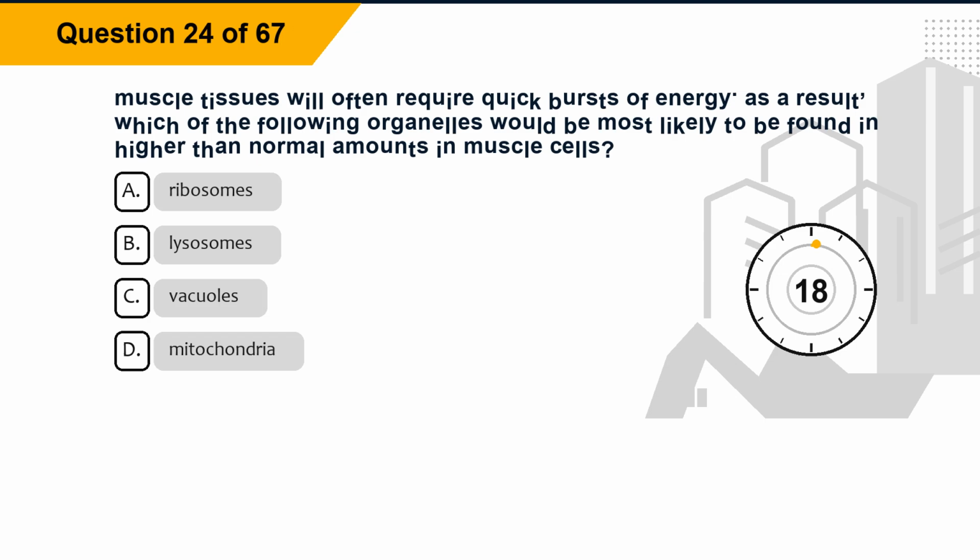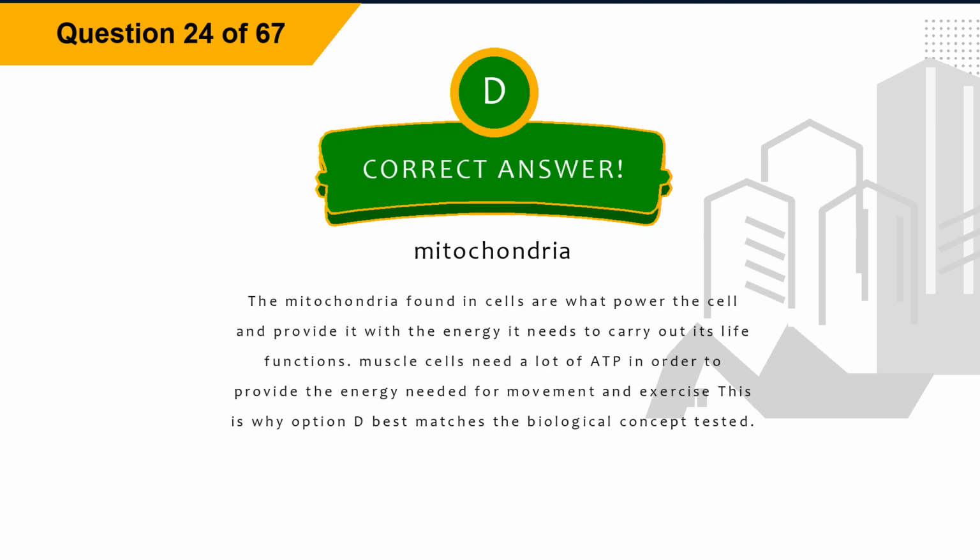Question 24. Muscle tissues will often require quick bursts of energy. As a result, which of the following organelles would be most likely to be found in higher than normal amounts in muscle cells? Option A, ribosomes. Option B, lysosomes. Option C, vacuoles. Option D, mitochondria. The correct answer is option D, mitochondria.